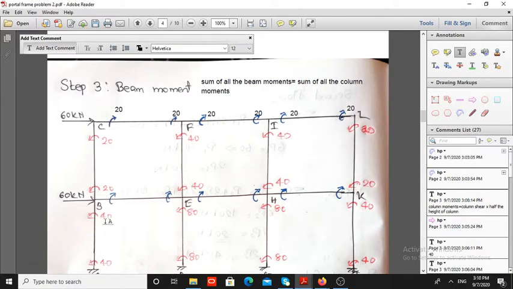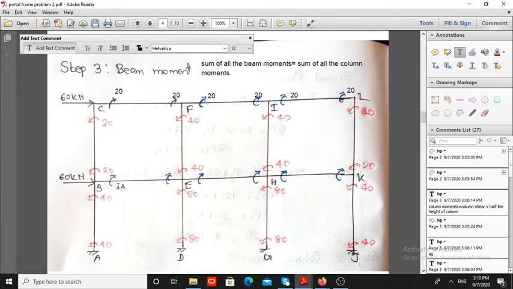Same moments. Similarly here I had to make all the net moments at the joints 0, or the sum of all the column moments should be equal to the sum of all the beam moments. So here the total column moment is 60. Therefore this value is 60. The same value is at this end also. Therefore here also the sum of all the column moments should be equal to the sum of all the beam moments. So this is total 120. Therefore this one is also 60.